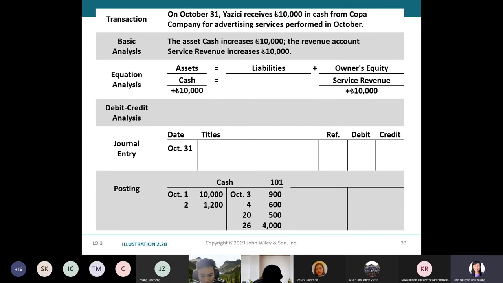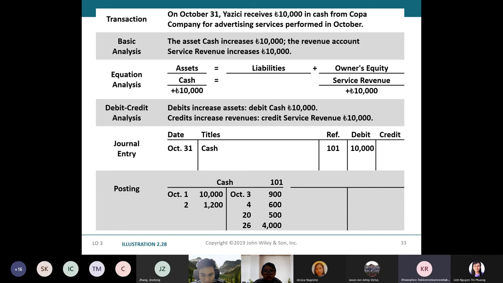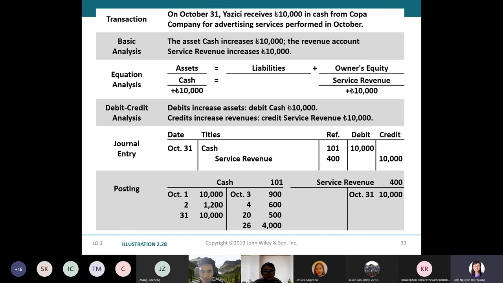So Mini, can you tell us the journal? We have to debit the cash. How much? 10,000. Good. And credit the service revenue 10,000. So debit cash 10,000 and credit service revenue 10,000. Okay. Any questions so far? We got money because we already performed the service, right? So we debit cash because we receive money, and we credit service revenue because we already finished performing the service, right?